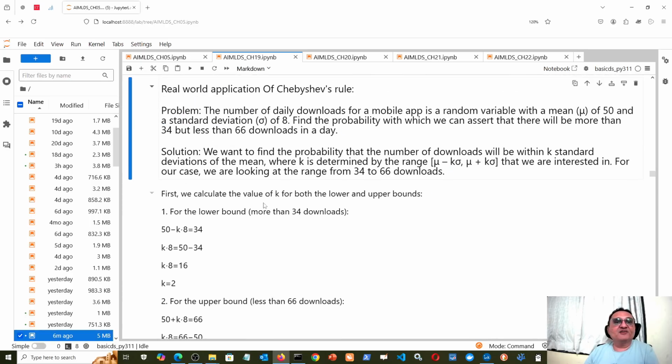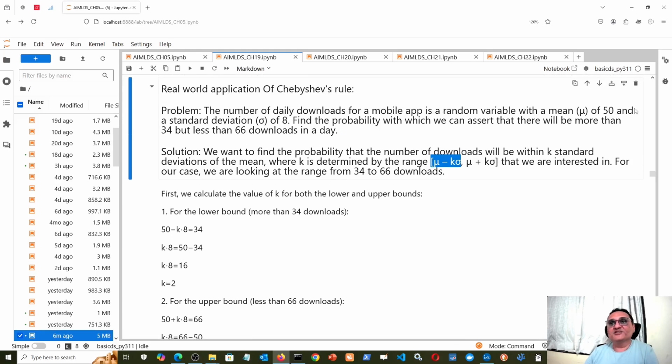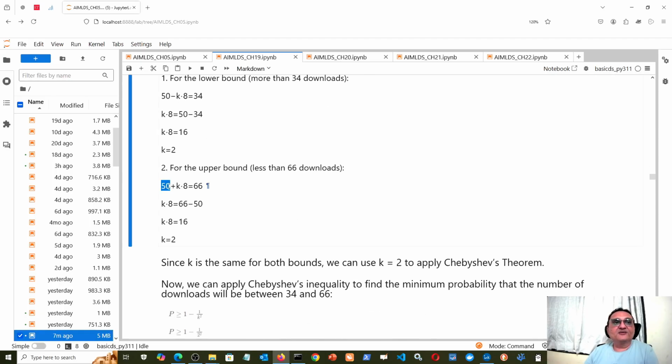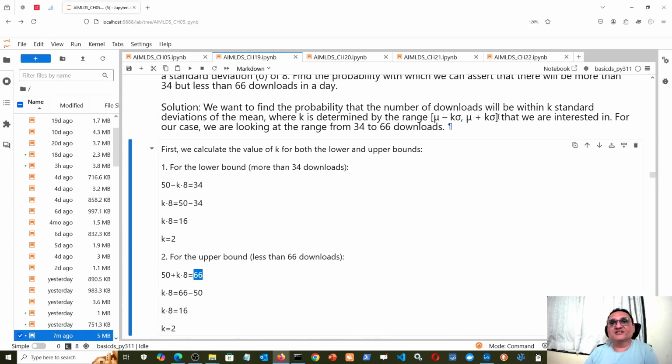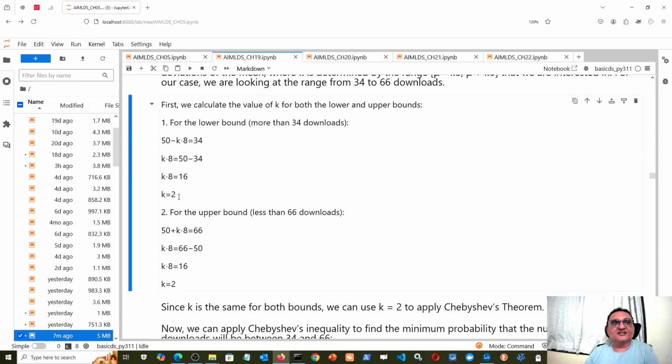So indirectly I am given the range. The lower bound is mu minus k times the standard deviation. Mu is 50 and the standard deviation is 8, so 50 minus 8k should be equal to 34. That means 8k equals 50 minus 34, that is 16, so k is equal to 2.